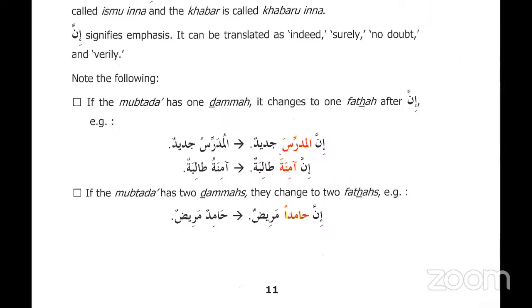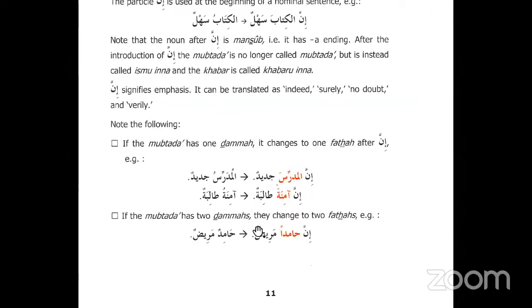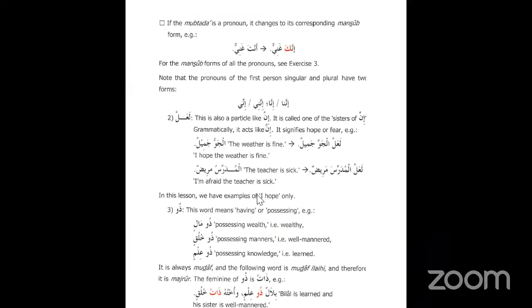And then it says, if the mubtada is a pronoun, it changes to its corresponding mansub form. So for example, anta ghani would be innaka ghani. For the mansub forms of all the pronouns, see exercise 3. Note that the pronouns of the first person singular and plural have two forms.